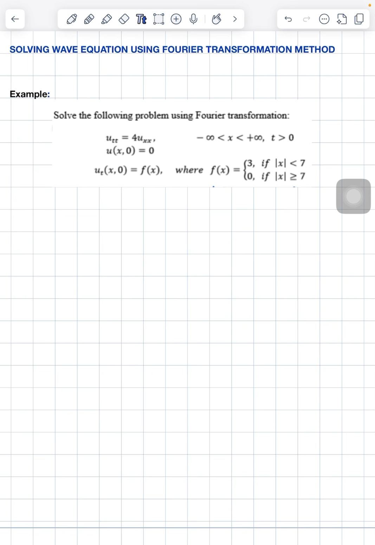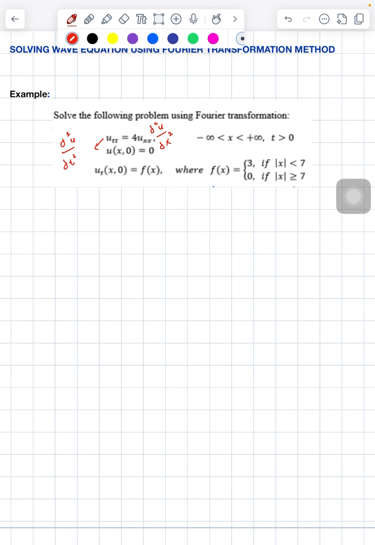Now we come to the application part of PDE, which is solving the wave equation using the Fourier transformation method. This is the example of the wave equation we need to solve using Fourier transformation. From the question, it's given u_tt equals 4 u_xx. So u_tt means the second order derivative, delta square u over delta t square. And u_xx is delta square u over delta x square.